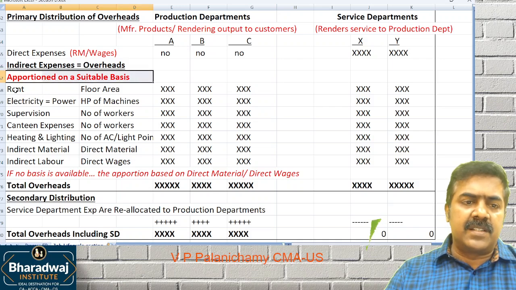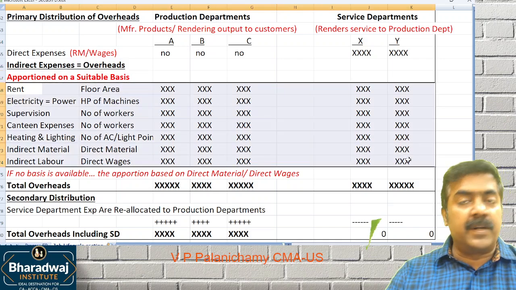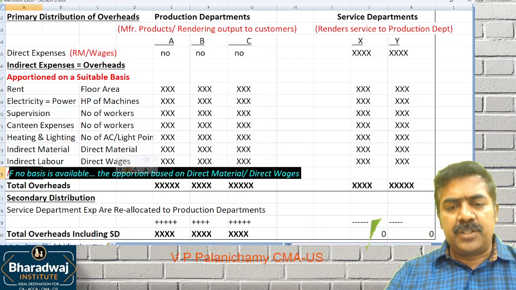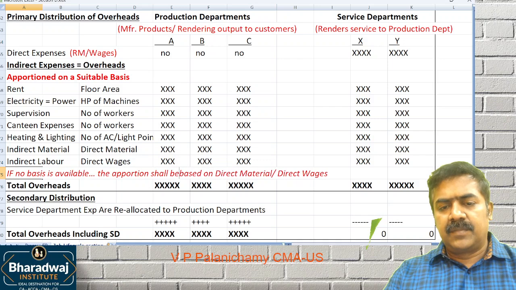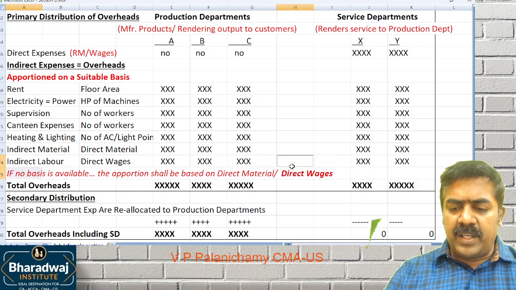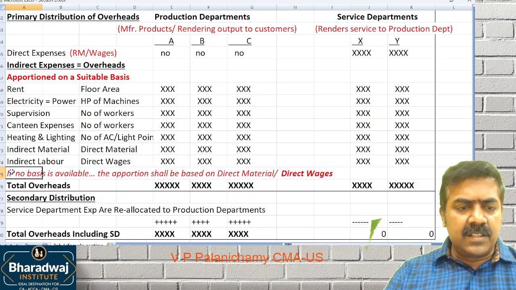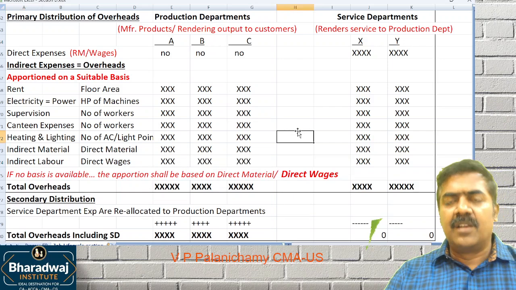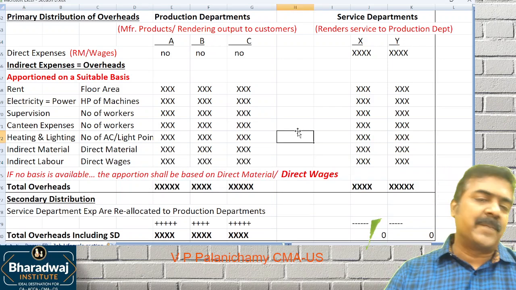Then indirect expenses, overheads, are apportioned on a suitable basis. What is a suitable basis? Depending upon the nature of the expense. If no basis is available, the apportionment shall be based on direct material or direct wages. But the best method is direct wages. Why direct wages? The reason is more production, more wages. More production, more overheads.